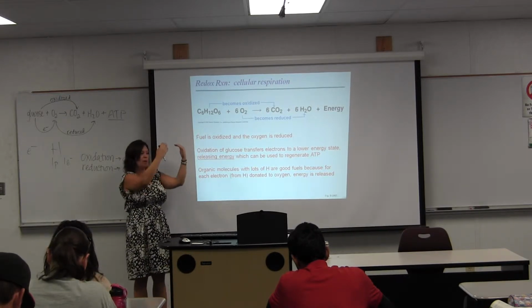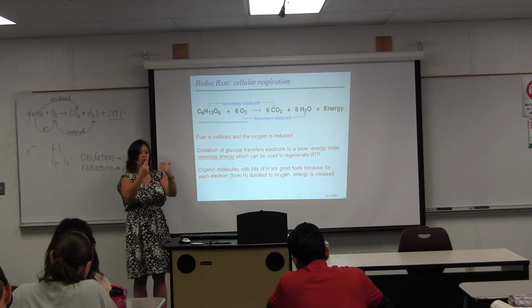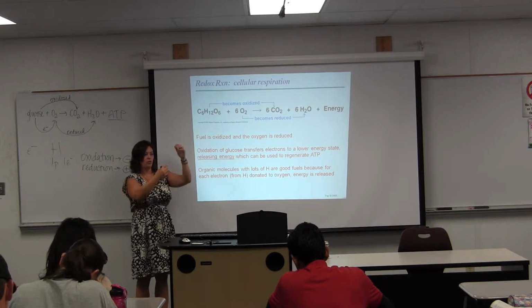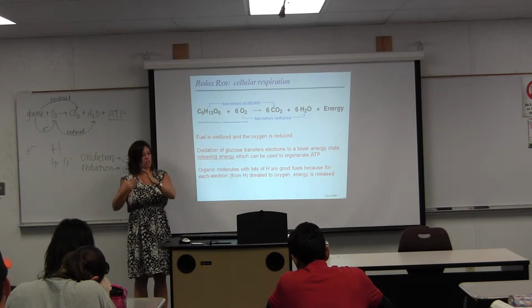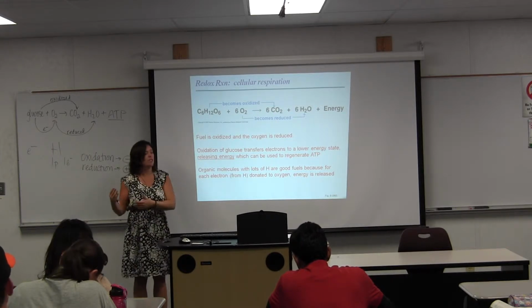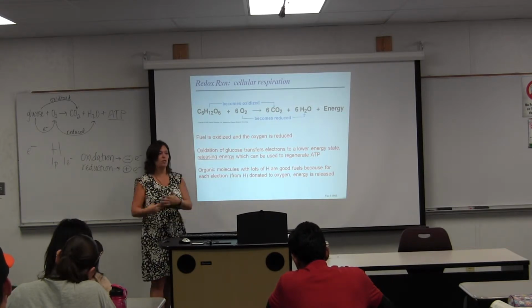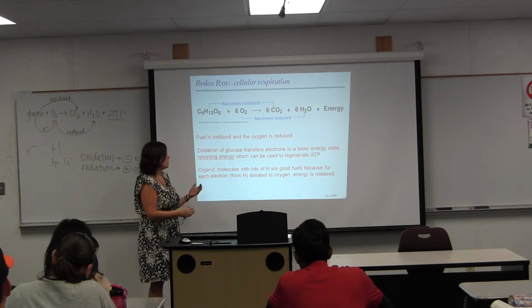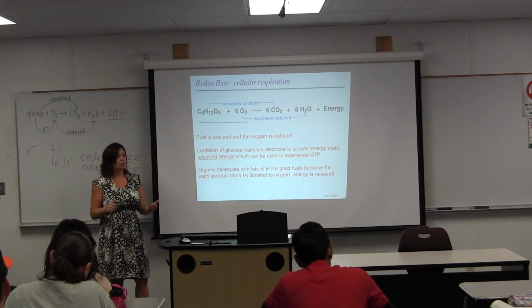glucose. And so by breaking down glucose, you're lowering the delta G. So remember, anytime you lower the free energy, you're going to be releasing energy. And again, that's another reason why cellular respiration is going to be an exergonic process.